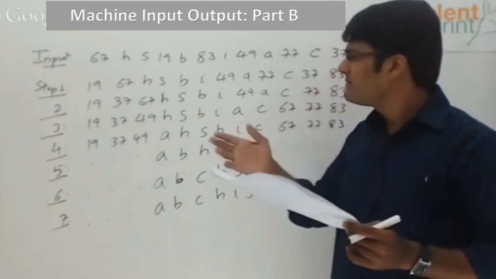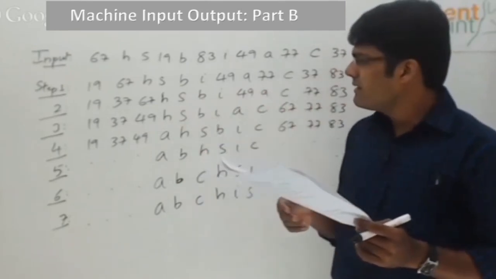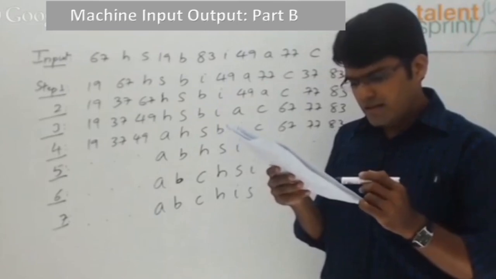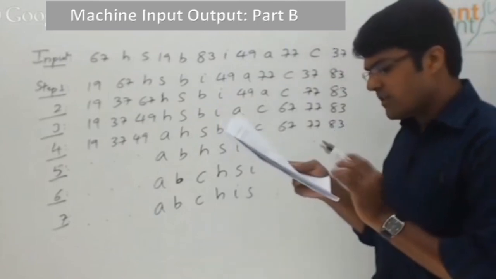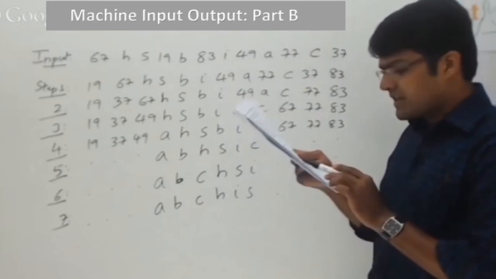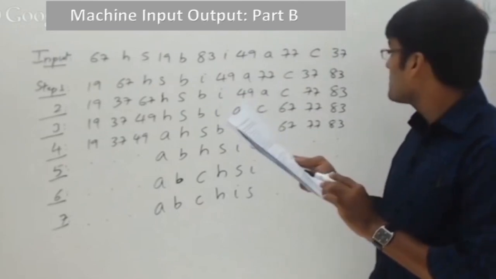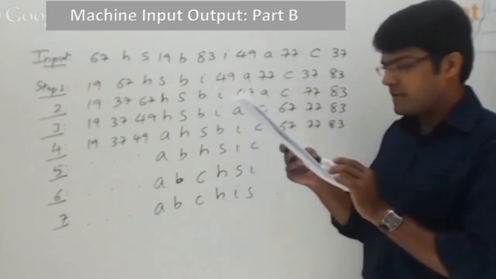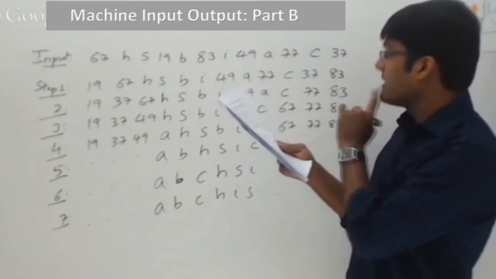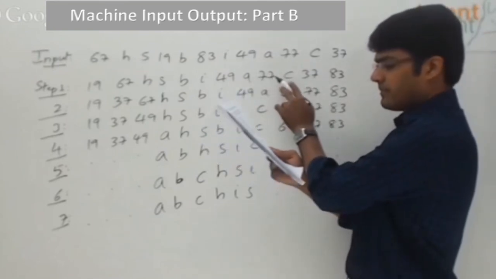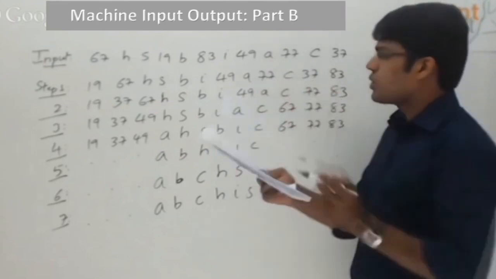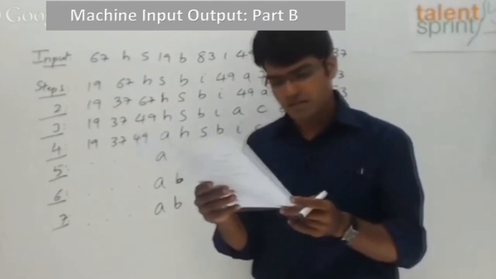Which of the following would be step 1? Step 1, just see, 19, 67, H, S, B, I, 49. Okay, so far option 4 is correct. Then A, C, 77, 83. Step 1, sorry, A, 77, C, 37, 83. So option 4 is the answer. Option 4 is matching with it.